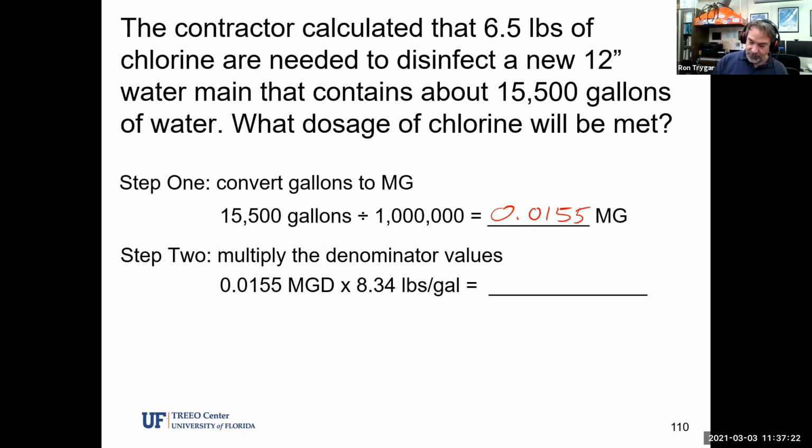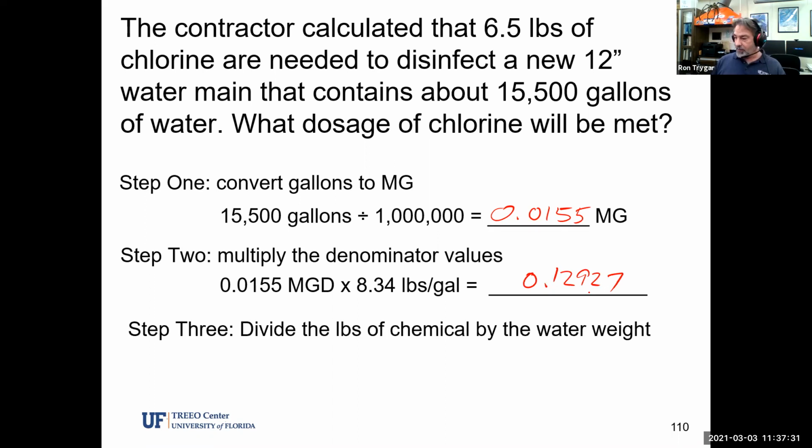So times 8.34. And I got 0.12927. And divide the pounds of chemical by the water weight, which we said was 6.5, divided by, we rounded again here, 6.5 divided by 0.13. And I came up with 50 parts per million. So because this is rounded, it came up exactly as 50 parts per million. So yes, we will meet the number. In the previous little scenario I gave you, I kept the numbers a little bit more intact and we came up with the right number. So we did good.